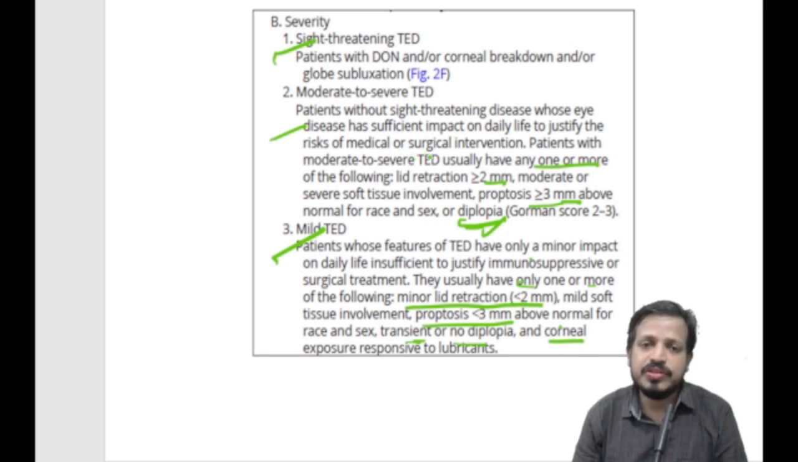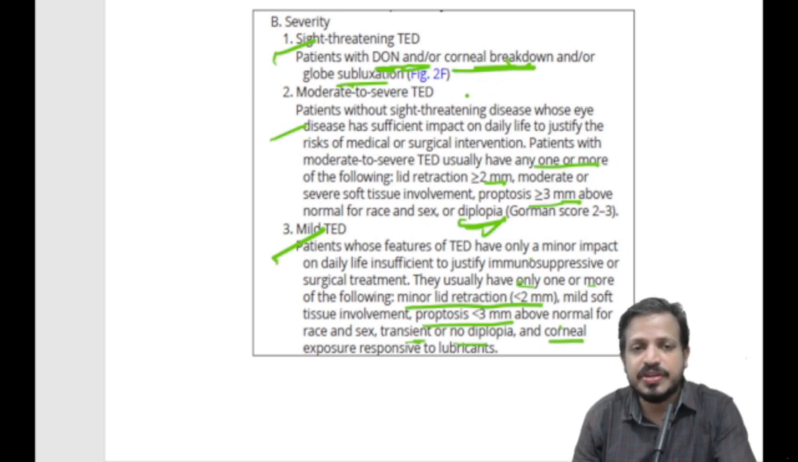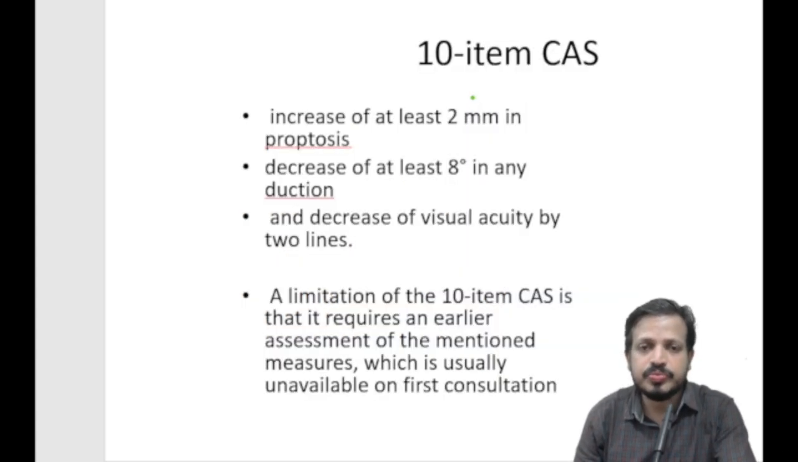And then what is the sight threatening thyroid eye disease? If there is presence of dysthyroid optic neuropathy, that is DON, and or corneal breakdown or globe subluxation. So 3 conditions: if there is a presence of DON, that is dysthyroid optic neuropathy, corneal breakdown or globe subluxation, then you can tell it in the sight threatening severity score.